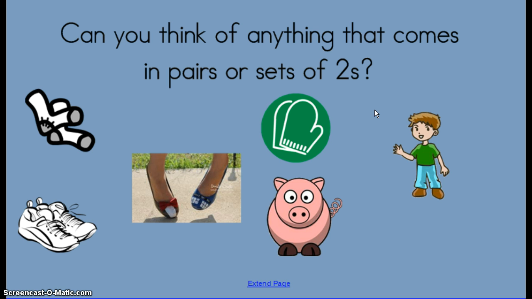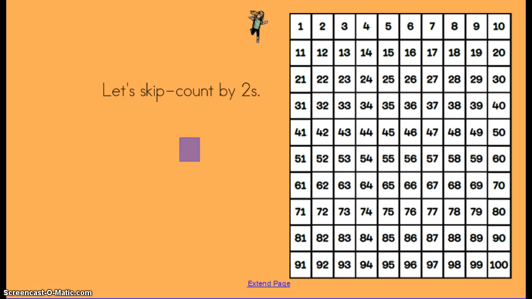Learning to count by 2s will come in handy when you need to count anything that comes in 2s, or if you need to count large groups. It's called skip counting because we skip numbers when we skip count. Let's skip on this 100 chart.